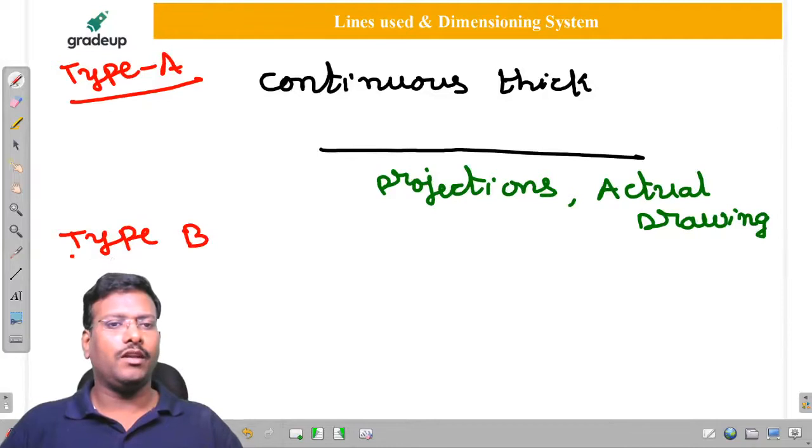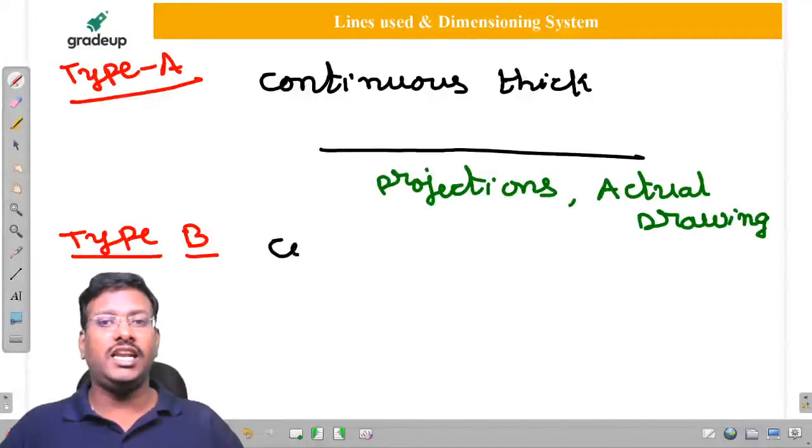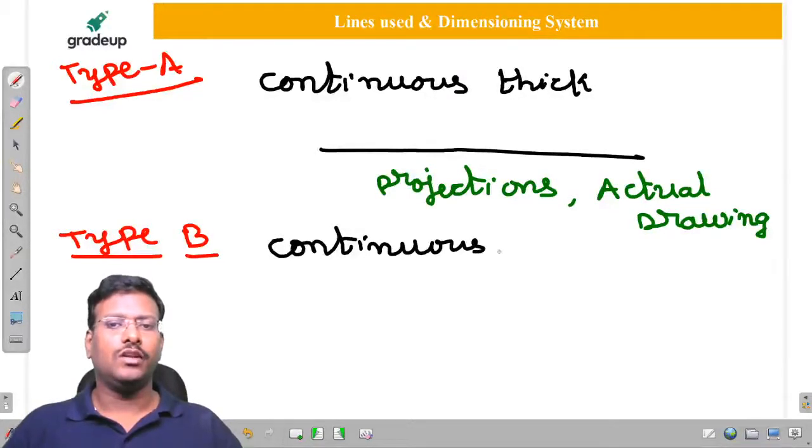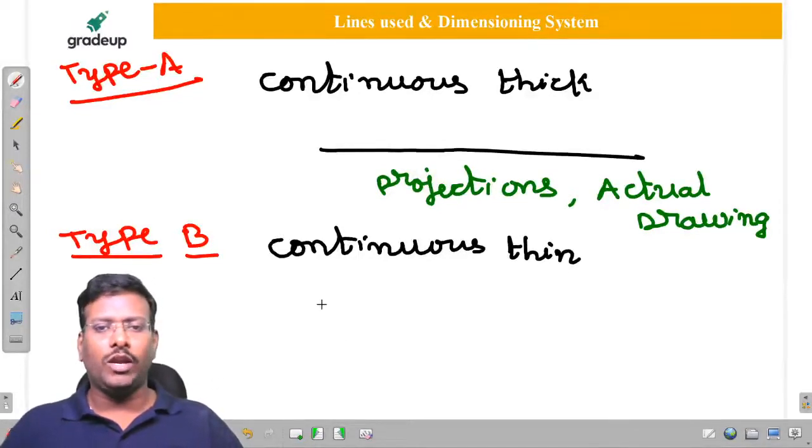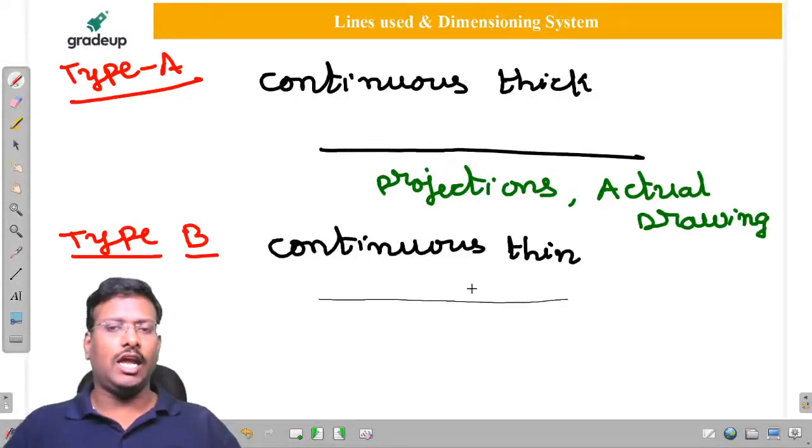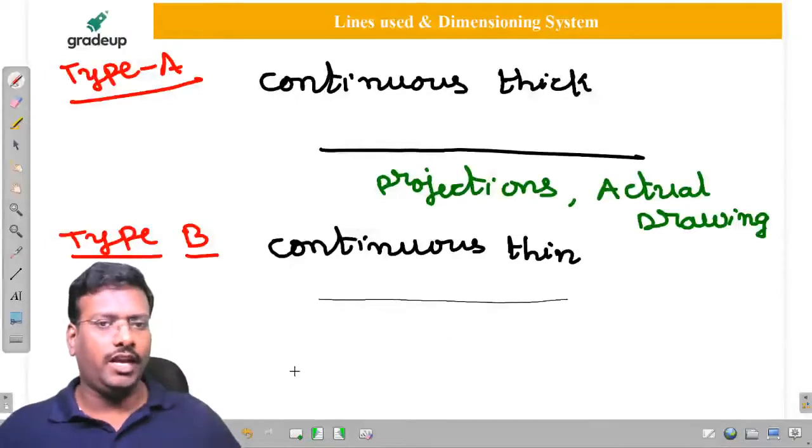Type B. What is type B? It is a continuous thin line. Continuous thin. We are going to represent it like this. For your clarity, I am drawing it as a thin line, my dear friends.